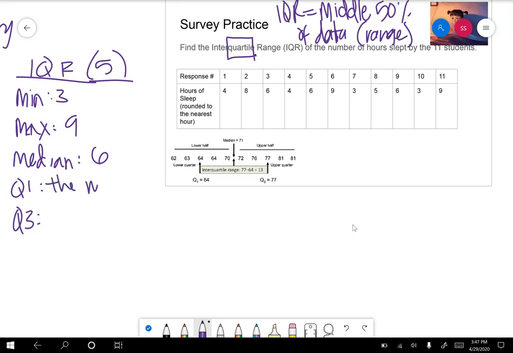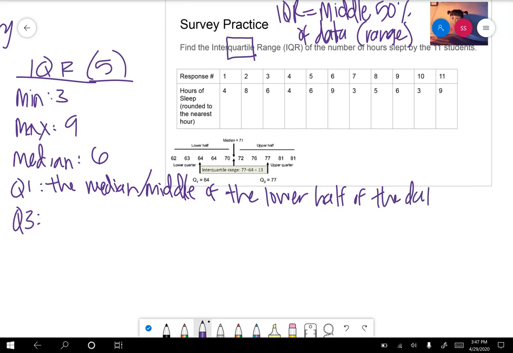Q1 is essentially the median, or the middle value, or the median value of the lower half of the data. I'll explain that in just a minute with the example. Q3 then is the median, or middle, of the upper half of the data.